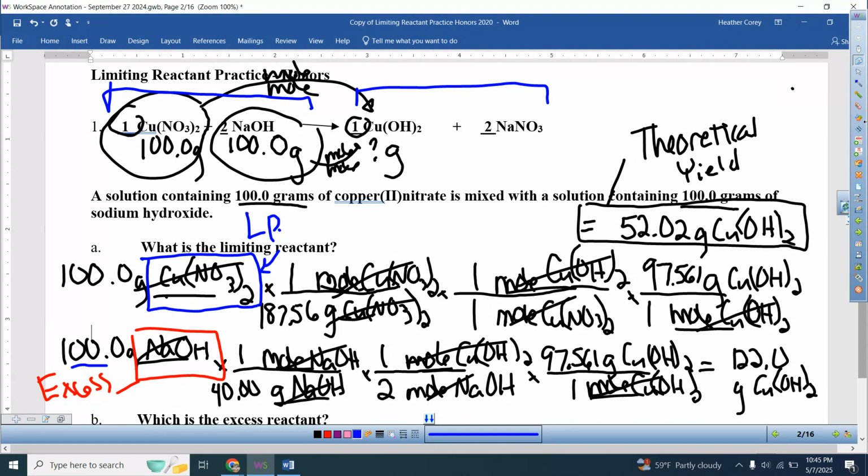And something that will help you is knowing that the limiting reactant is the decider. It's kind of like your eggs. It determines not only how many cookies are made, or in this case, copper hydroxide, but the copper nitrate also determines how much flour you need, or how much sugar you need, or in this case, how much sodium hydroxide you need. So we're going to use our eggs, our copper nitrate, to find out how much sodium hydroxide is going to react with it. So we get to do a third stoichiometry problem.